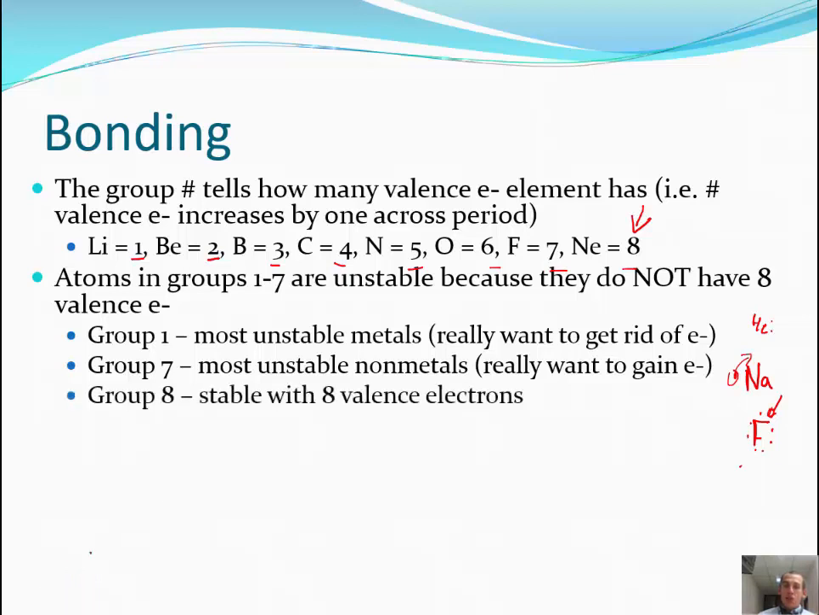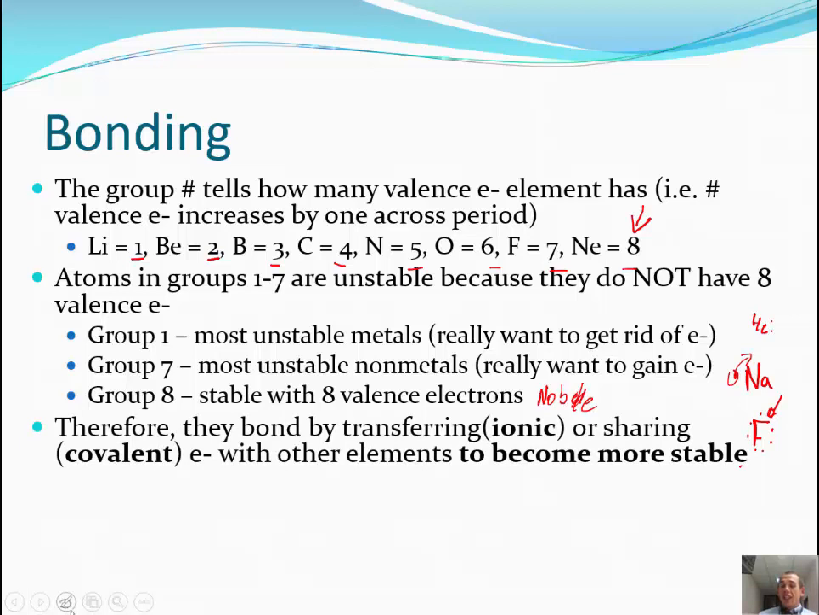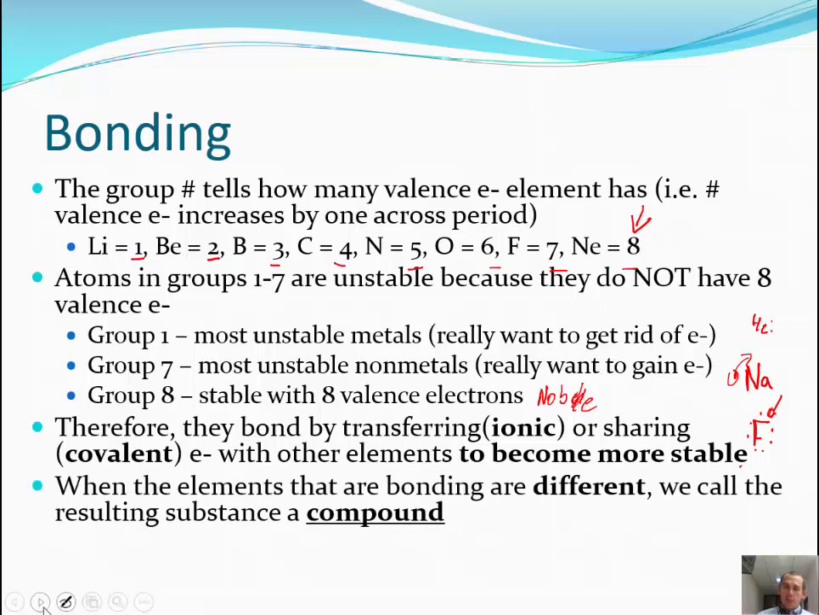Remember, group 8 is the noble gases. The noble gases do not form bonds. They already have their 8 valence electrons. They don't need to do anything. So we can get to these 8 valence electrons by either transferring electrons through an ionic bond or sharing electrons through a covalent bond. And the result is that we have more stable atoms when we're done.